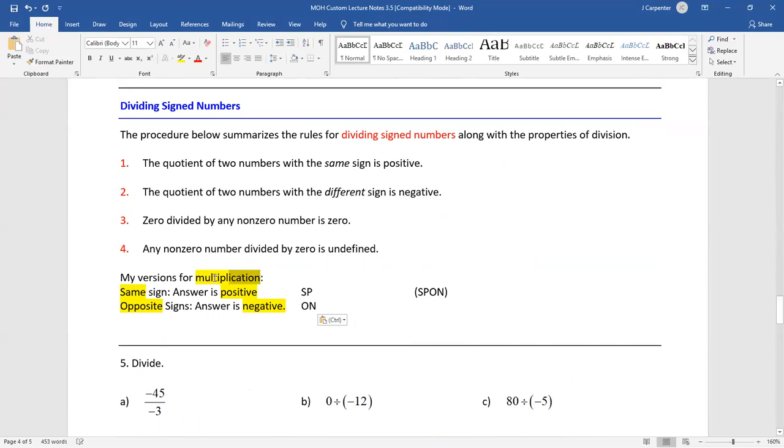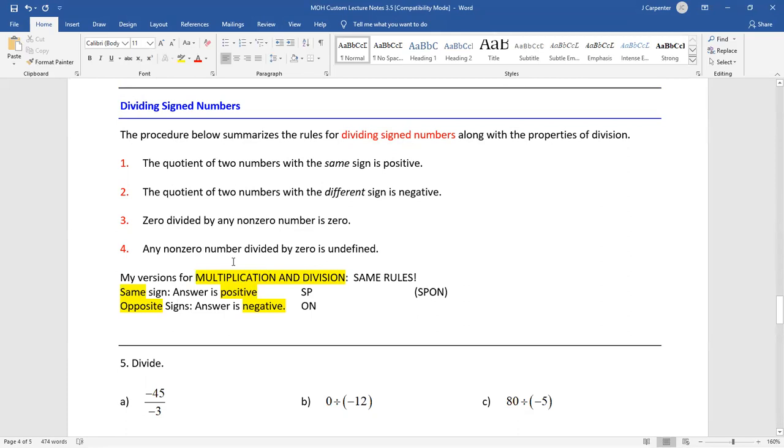And change the word multiplication to division. Notice these are the exact rules as before. So I can say these are my rules for multiplication and division. SPON: same sign, the answer is positive; opposite sign, the answer is negative. Again, the rules for multiplication and division are literally the same.